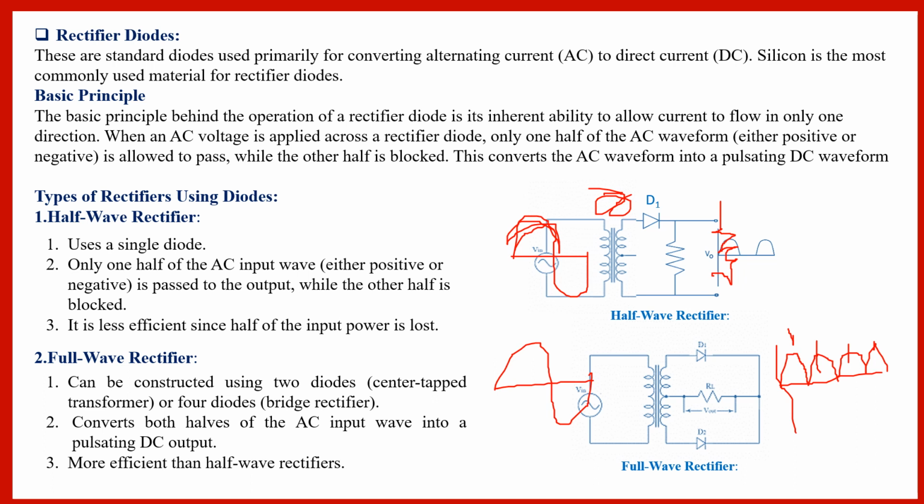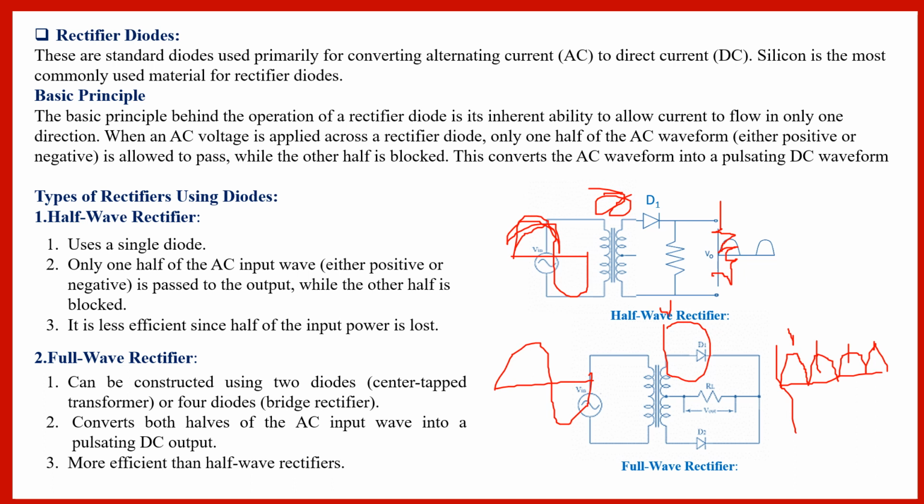If we talk about the full wave rectifier, although its efficiency is better than the half wave rectifier, it has its own disadvantages. One is that it is difficult to locate the center tap on the secondary winding, and the diodes used must have high peak inverse voltage. So what is peak inverse voltage basically? Suppose Vm is the maximum voltage across this half secondary winding. For this particular winding, we have the value Vm, the maximum voltage.